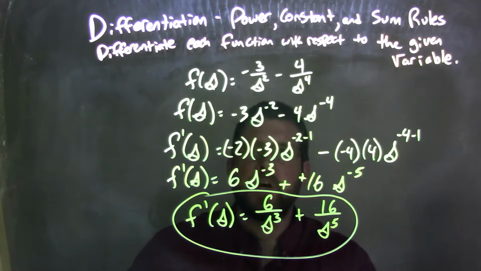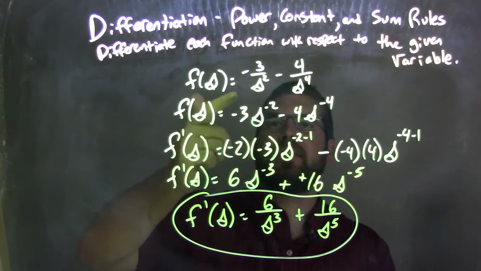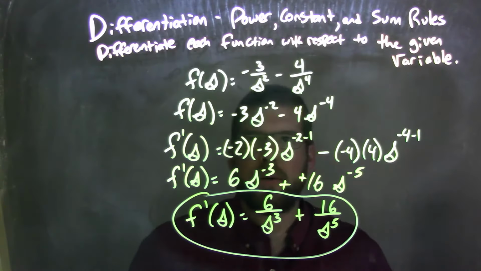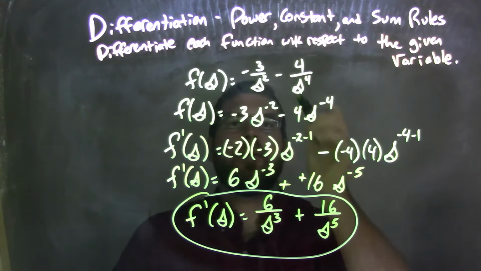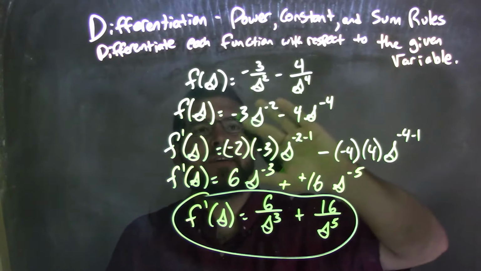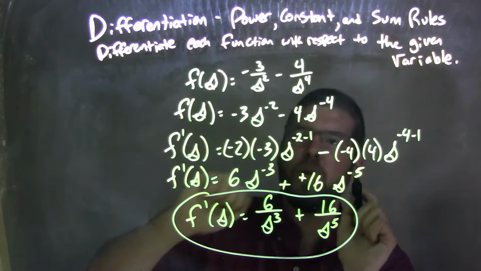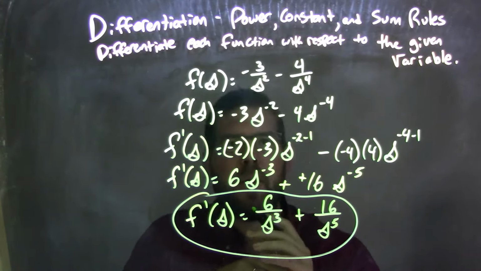Our final answer. So let's recap. We're given f of s is equal to negative 3 over s squared minus 4 over s to the 4th power. So what I like to do is rewrite this all to have a negative exponent and bring all my variables to the numerator. I find it's easier to solve the power rule that way.